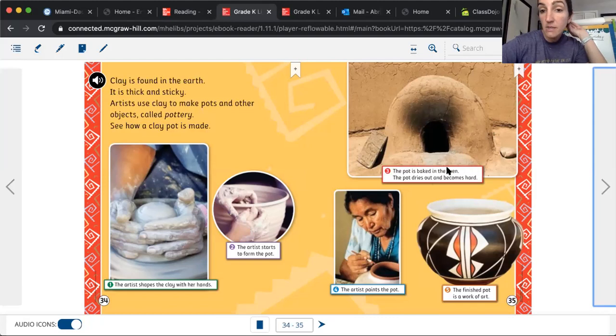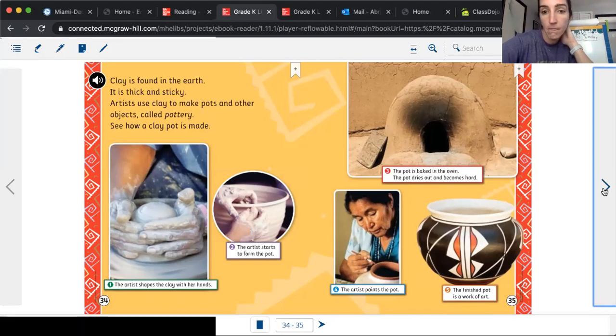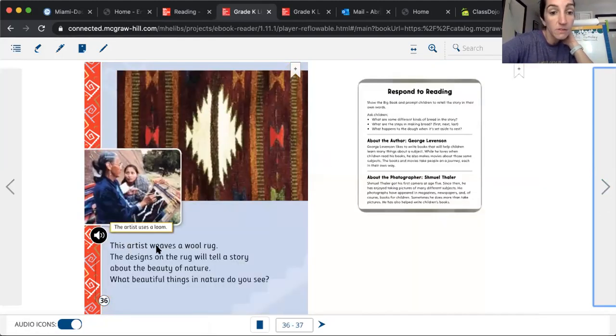3, the pot is baked in the oven. The pot dries out and becomes hard. 4, the artist paints the pot. 5, the finished pot is a work of art. And I'm sure some of you guys have pots at home that are made out of clay. So this gives you an idea of how it was made. This artist weaves a wool rug. Do you remember what wool is made out of? Sheep, right? Sheep.